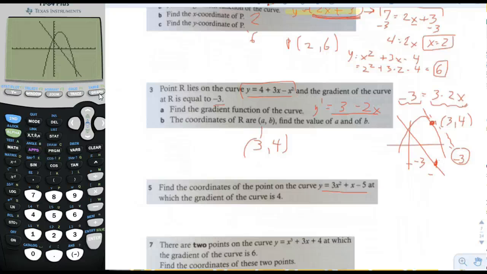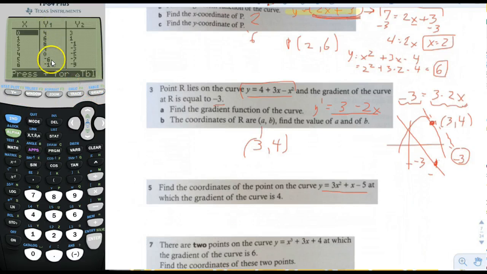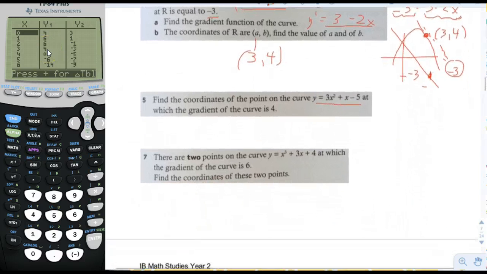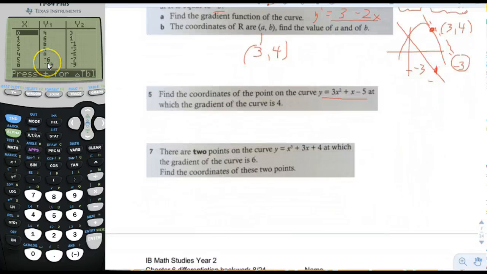So just think, when I make the table, the first column is going to be the y value for the original function. The second column is going to be the y value of the gradient. So when they say gradient, look in the second column. When they say what's the y value of the original function, look back in the first column. Okay? All right, number 5. Now we're going to do this function, which is 3x squared plus x minus 5.